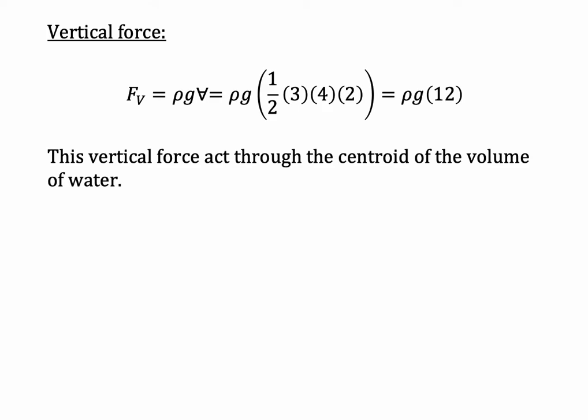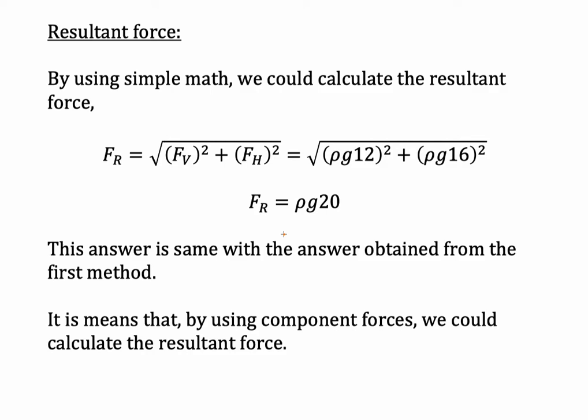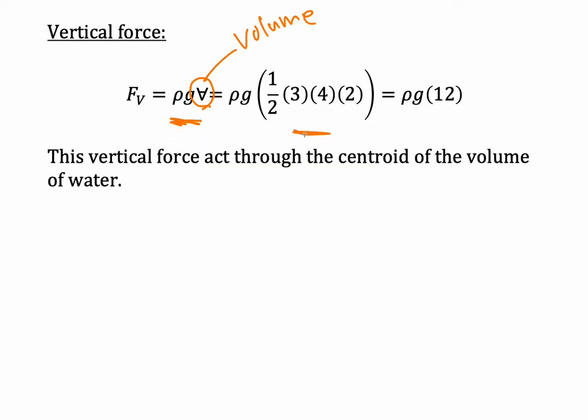And then the vertical force can be calculated by using the idea of rho g V, where V here is the volume. We could calculate the volume of this area by using a simple equation, which is equal to this one. And then you get rho g 12. This vertical force acts through the centroid of the volume of water.